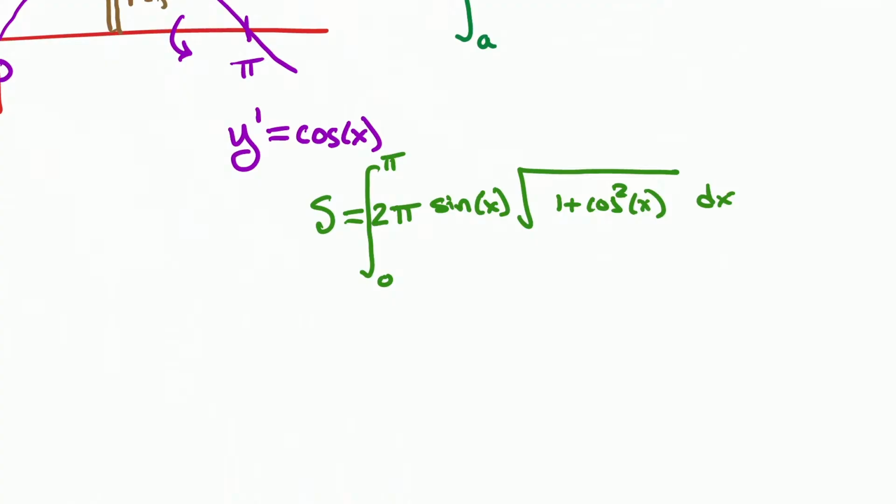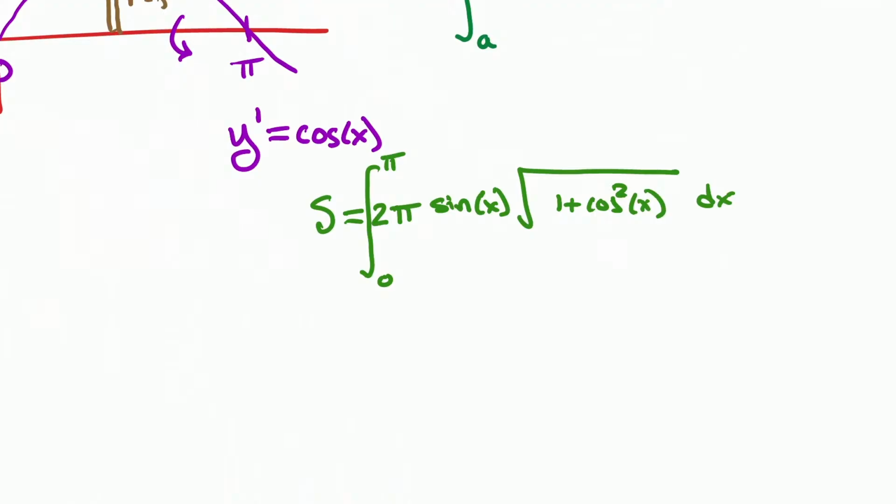Wait. No. You could do u equals 1 plus cosine squared. Oh, yeah, actually, this is really easy. Okay, let's do it with the calculator anyway, just so we can see how this is done.